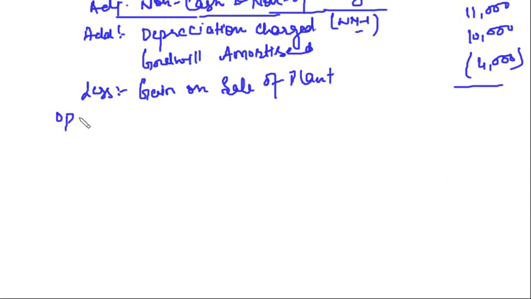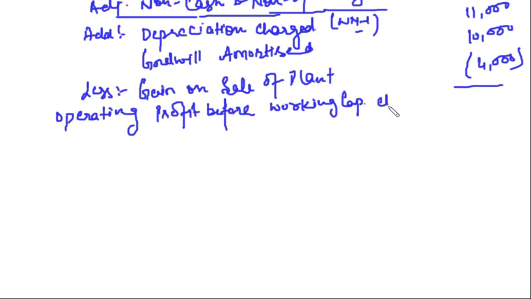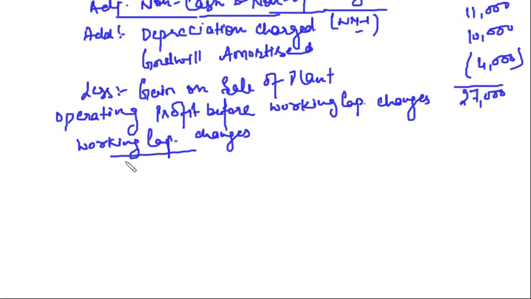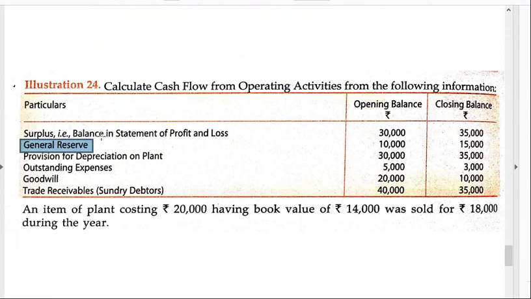So can you tell me operating profit? What we get is operating profit before working capital changes. Right? How much is the operating profit before working capital changes? This comes to 27,000. Now we will do working capital changes. Right? Some items we will add and some items we will subtract. I've left some space so I can adjust the items, right? So what are the current asset and current liabilities appearing in this information?